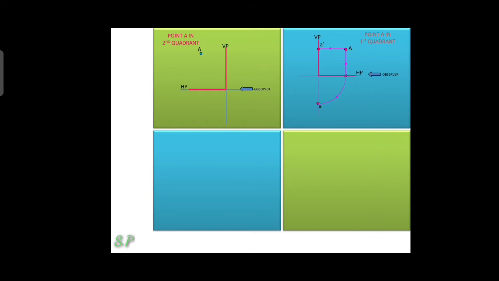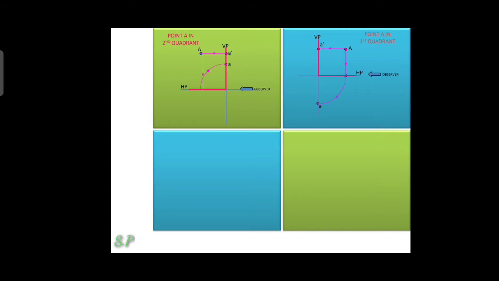Next, a point A in the second quadrant. You watch this point from the front view. The front view image will appear on the VP plane, so that is the front view point A dash. You watch the point from the top view. The top view image will appear on the HP plane. For representation purposes, you have to tilt the HP plane 90 degrees clockwise. So the top view image becomes below the reference line XY. So that point is A.